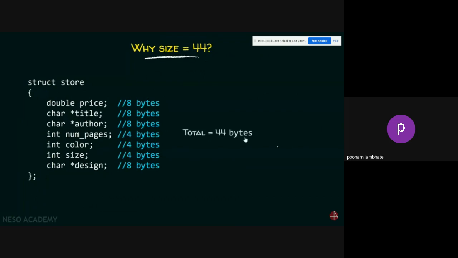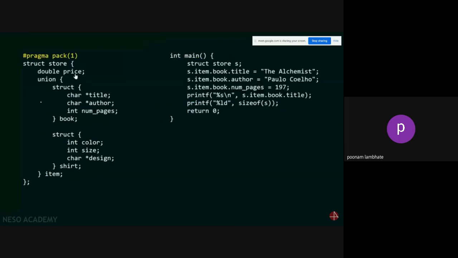To reduce this size, I will use union. Now I will not use only union. I will use structure, and inside that I will use union. See, for example, I have an external or outermost struct store. Within the store, I have the price variable because it is common to both. Price is like a global you can consider, sort of global, not actually global. It is global in the sense that it can be for the book and also for the shirt. So that is the first variable I have mentioned within my structure.